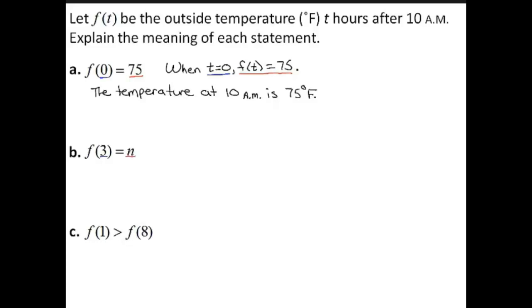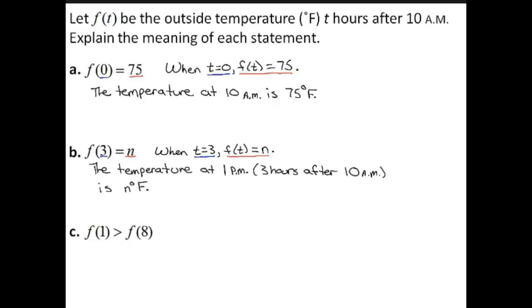Part B. f of 3 equals n. This statement means when t equals 3, f of t equals n. So in this situation, the temperature at 1 p.m., which is 3 hours after 10 a.m., is n degrees Fahrenheit.